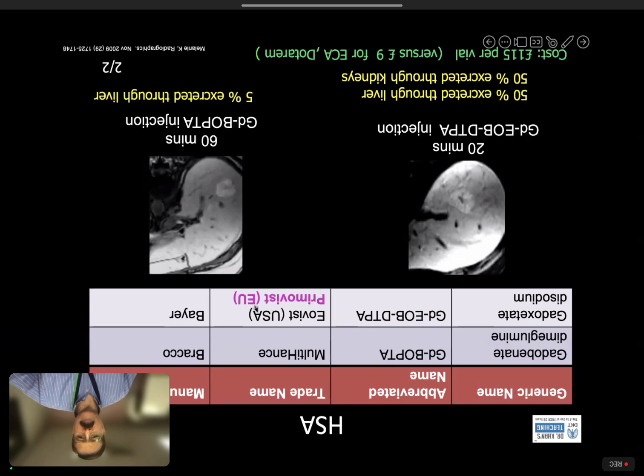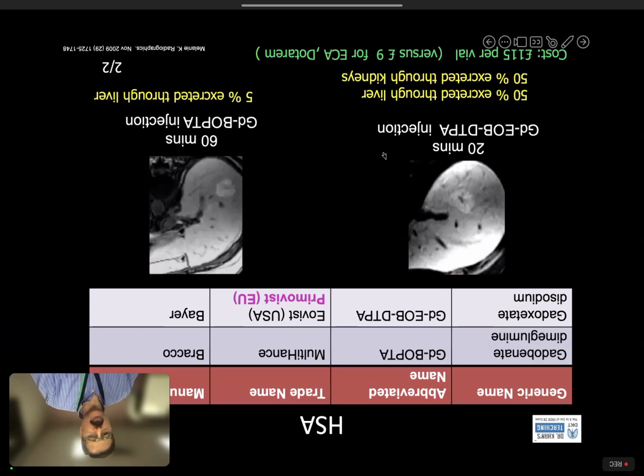In the UK, we have this one. This is from Bayer. It is known as Primovist. In the USA, it is known as Eovist. The key feature for you to remember is that it has a hepatobiliary phase. 50% of this is excreted through the liver, but it takes about 20 minutes for the delayed phase. So you must do a delayed phase.